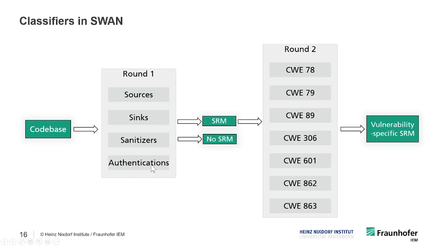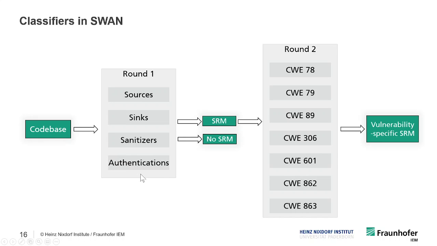So the authentication classifier is the only exceptional one that has 3 classes: authenticating, unauthenticating, and so-called neutral authentication. They don't really do any authentication, but we want to filter them out.